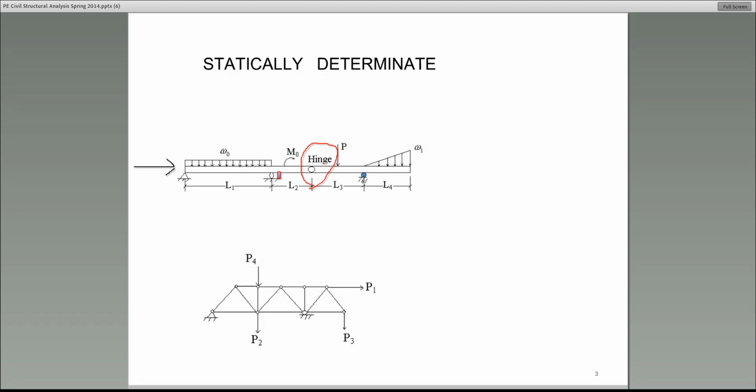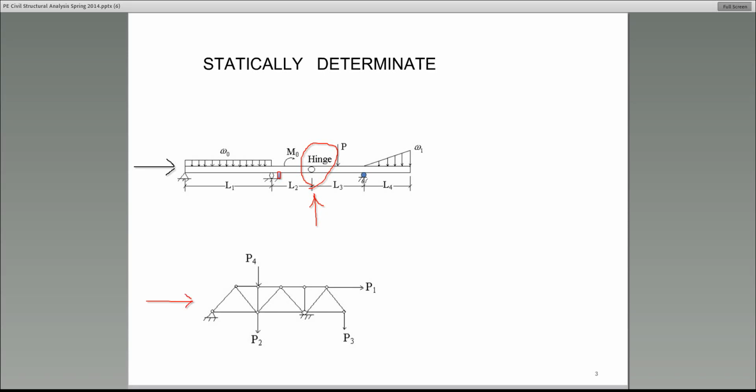So in this case, however, we have four unknowns. However, because of this internal hinge, we have the three original equations of equilibrium and then one additional one because of the internal hinge. Therefore, we have four unknowns and four equations of equilibrium. Therefore, this particular beam is indeed statically determinate. All right, let's look at the truss. This is a truss structure in the bottom.